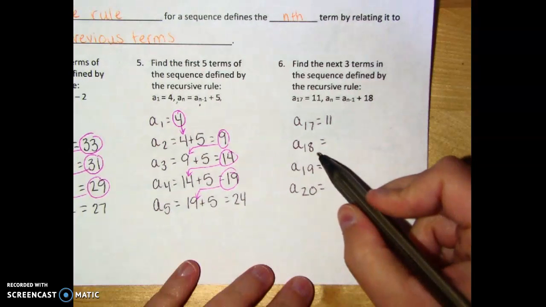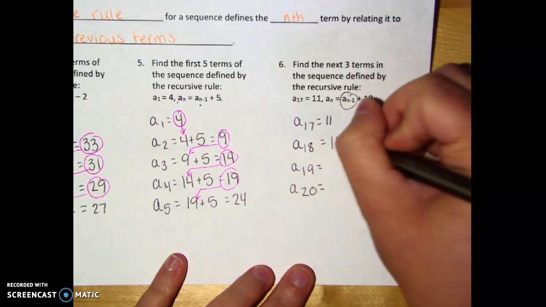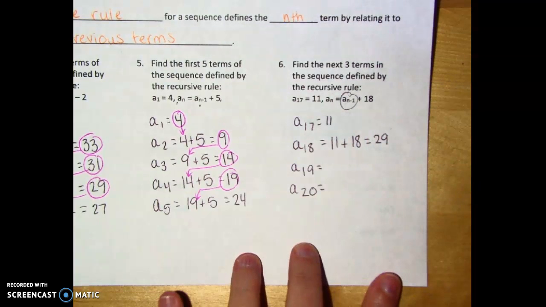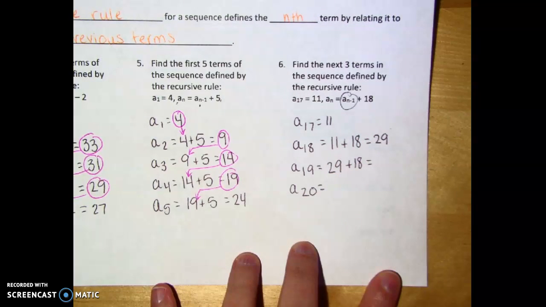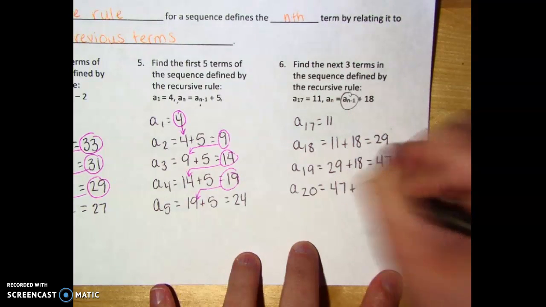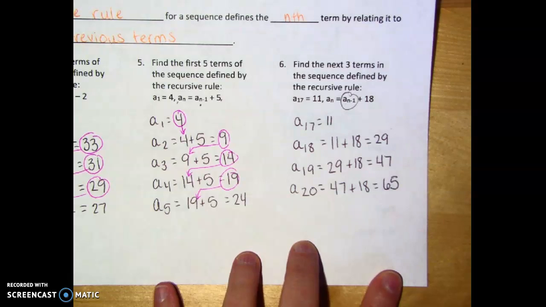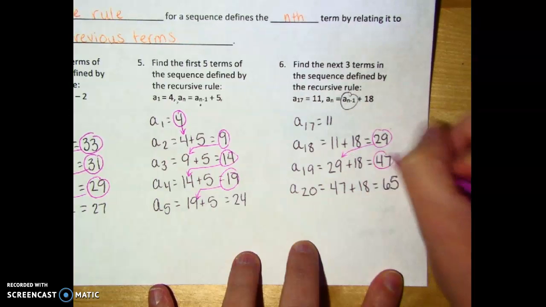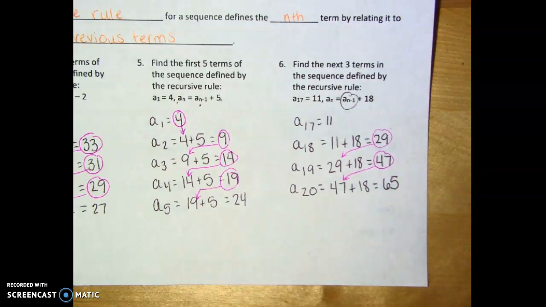Okay, for 18, I replaced this whole thing with 11. So 11 plus 18 is 29. Now I take that 29 and bring it down here, plus 18 equals 47. Then I bring down the 47, plus 18 is 65. If you're not sure where I got those numbers from, 29 goes there, 47 goes there. Okay, hopefully that wasn't too bad.